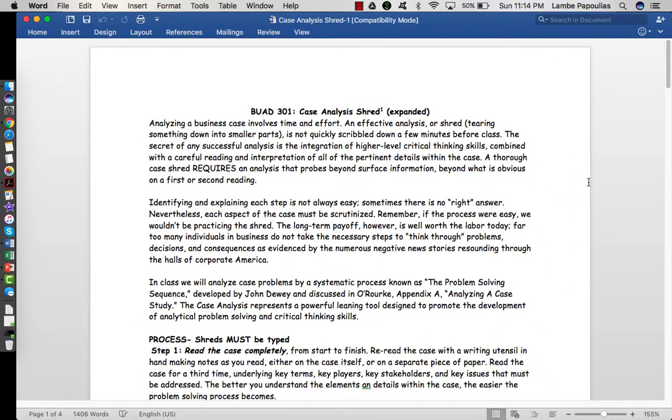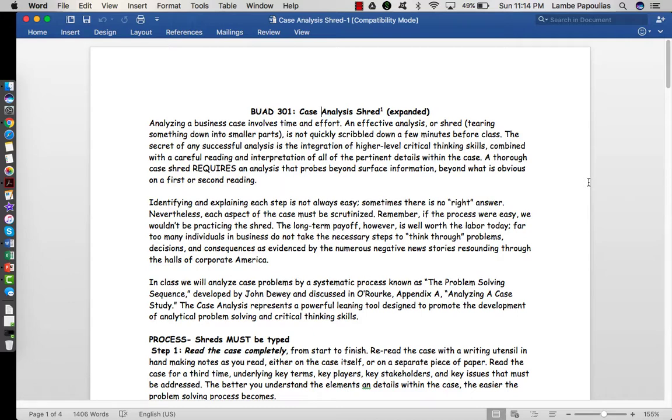So BUAD case analysis shred. This is the expanded, the full version. So analyzing a business case involves time and effort, and that's something that we're going to be doing when we're looking at those cases in the case book that you purchase. And an effective analysis or shred, this is tearing something down into smaller parts, is not quickly scribbled down in a few minutes before class.